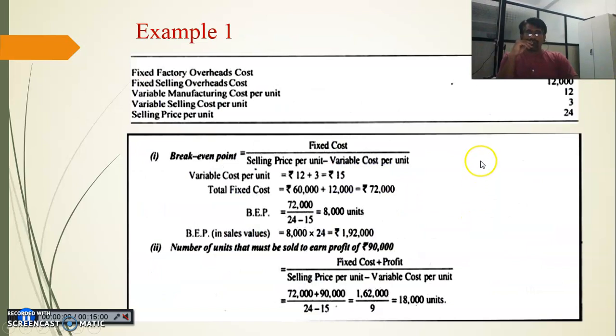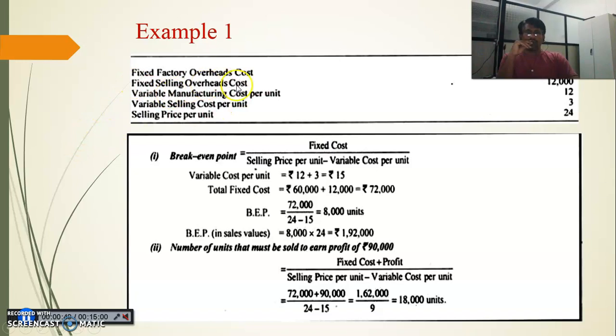So the first example, in which it was given that the fixed factory overheads or the overhead cost is 60,000 rupees. Fixed selling overheads is 12,000 rupees. Now you should understand here the fixed factory overheads or overheads cost, which will include definitely the machineries and the setting costs.